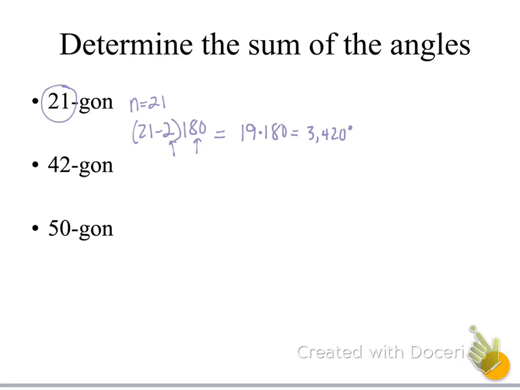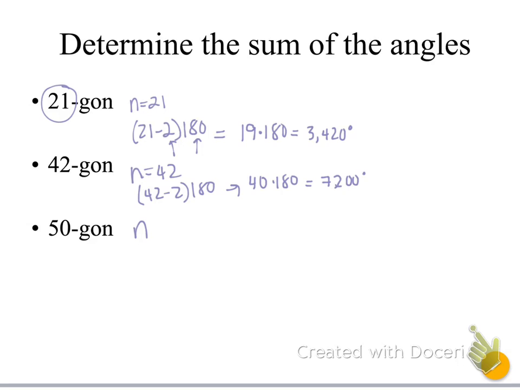Okay, my next one's a 42-gon. So my n is 42 because that's telling me my number of sides. And then I'm going to plug it into my equation. So 42 minus 2 times 180. I work the inside of the parentheses first. So I'm going to get 40 times 180. 40 times 180, I would have 7,200 degrees to share between all 42 angles in that figure.